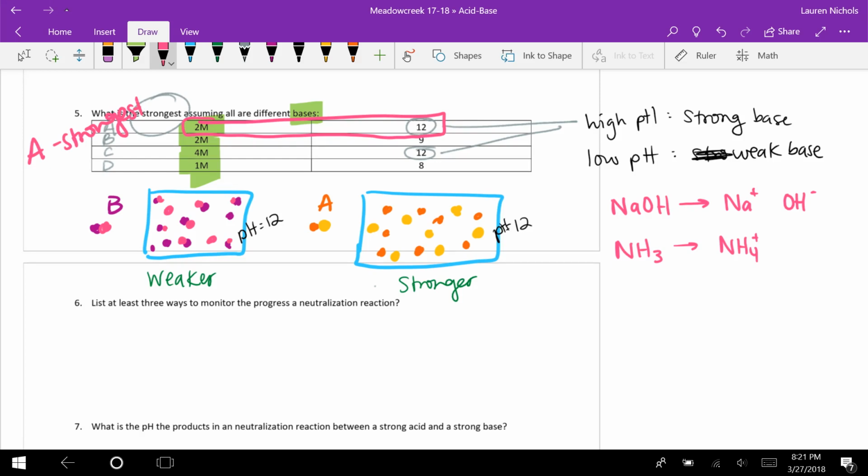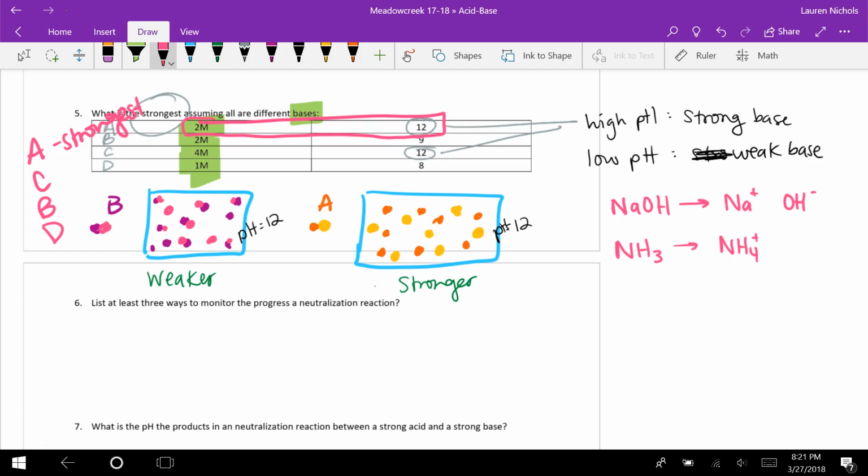okay, and then C, and then the next strongest would be B because it has a pH of 9, and then D because it has a pH of 8. Okay, so hopefully that makes sense to you guys. Let's look at number 6.